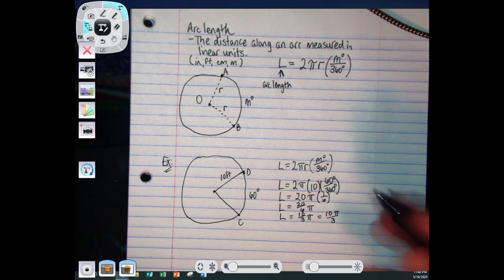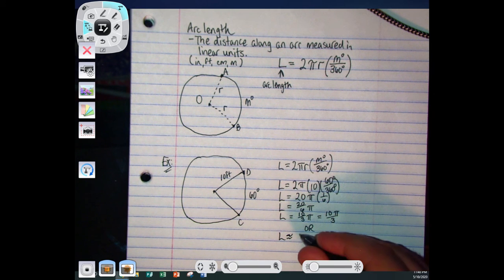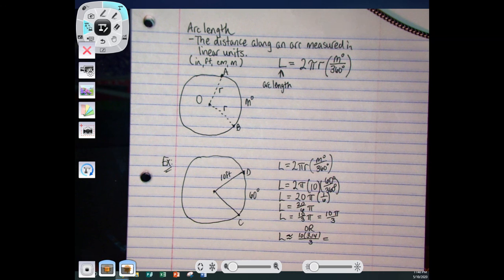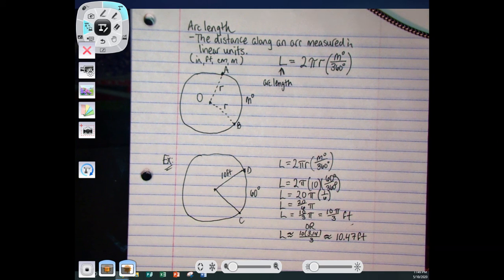Now again, that's leaving it in simplified terms of pi. If I wanted to break this down even further, I know pi is approximately 3.14. So we could do 10 times 3.14 divided by 3, which is approximately equal to 10.47 feet. Either one of these answers is acceptable.